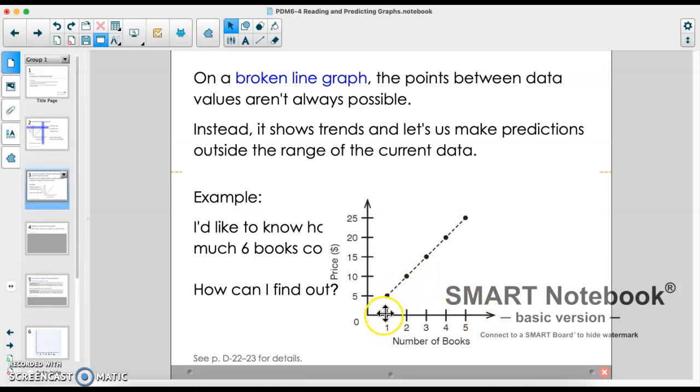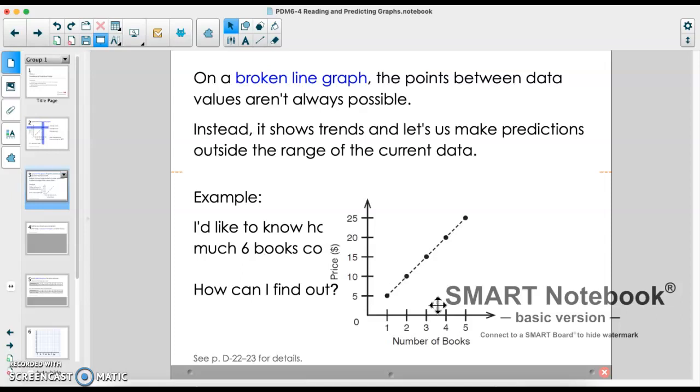But if we look at it, one book is $5, 2 books are $10, 3 books are $15, hopefully what we start seeing is there's a correlation between the number of books and how much they cost. It seems like each book costs $5. So I just take the number of books and multiply it by 5. If I want to know how much 6 books costs, I would multiply that by 5, and so 6 books are going to cost $30, even though it's outside the range of data on the graph.